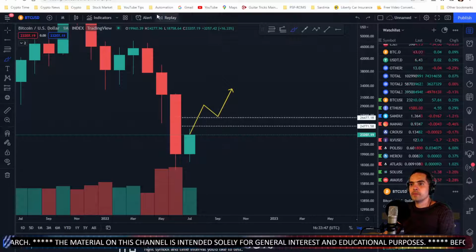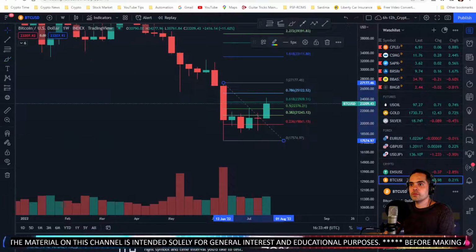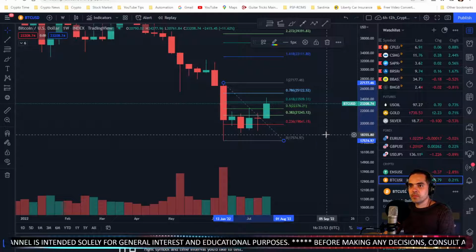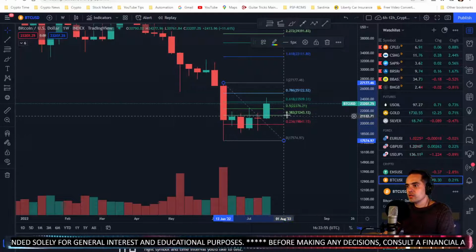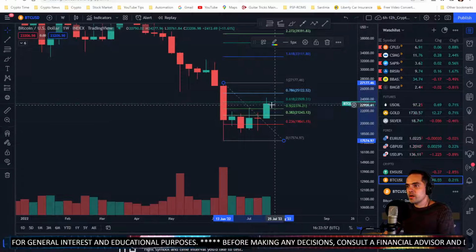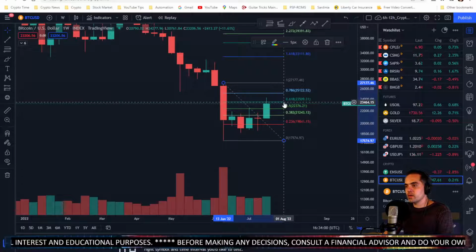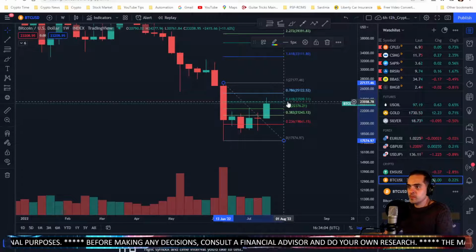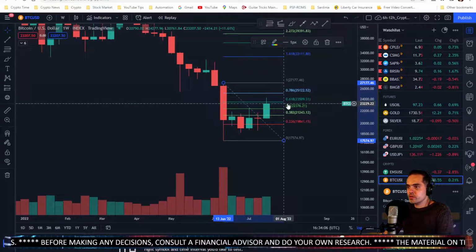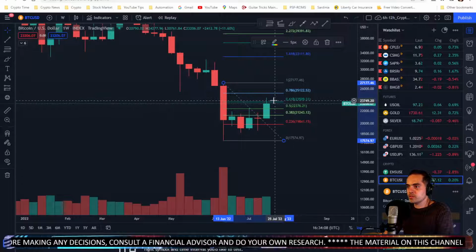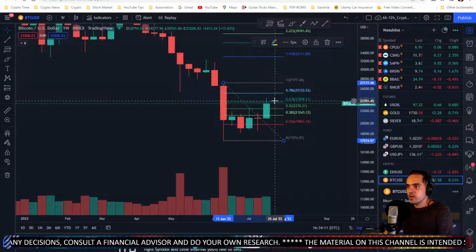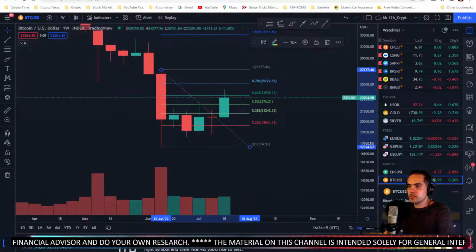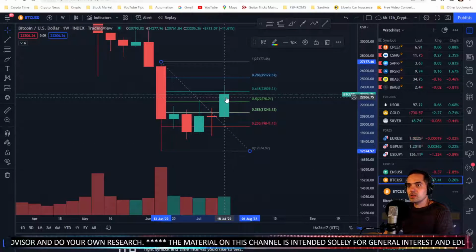Okay, let's move to the weekly chart. So you see the price broke through this 0.618 region of Fibonacci, but didn't close above that region. So it would be great to see the price closing above 0.618. Let me zoom in a bit. So here's the weekly chart.